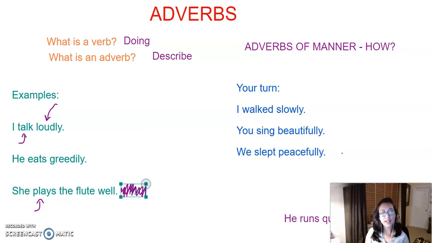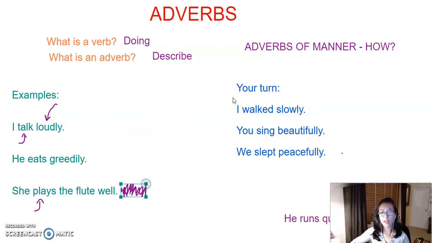So how do we identify adverbs in a sentence? Well, first you want to look for the verb. Look for the doing word. So in all these sentences, it's talk, eats, and plays. Those are all the verbs. Then you want to look for the words that are describing the verbs. So they're telling you more information about what's happening in the sentence and how something is happening. So that's how you get to the adverbs, loudly, which tells us about how I am talking.